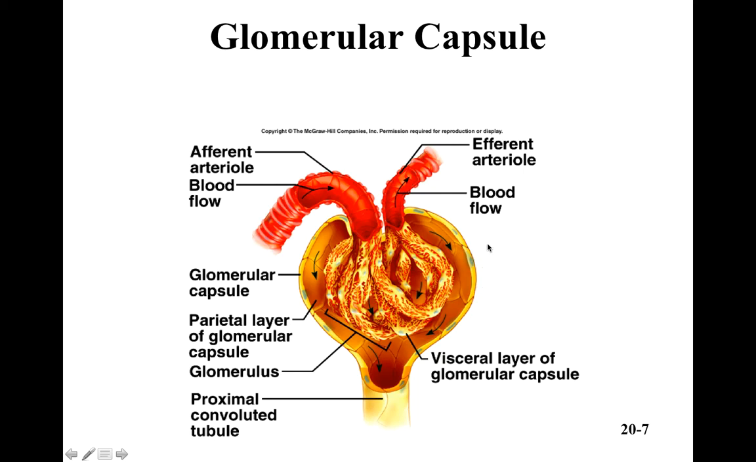Both of those are thin-walled to allow material to pass out of the glomerulus, out of these capillaries, into the Bowman's capsule, or glomerular capsule. The glomerular capsule is 2 layers thick, though. The outer layer is squamous, and then the inner layer has those podocytes we've talked about before that help form those slit pores for filtration.